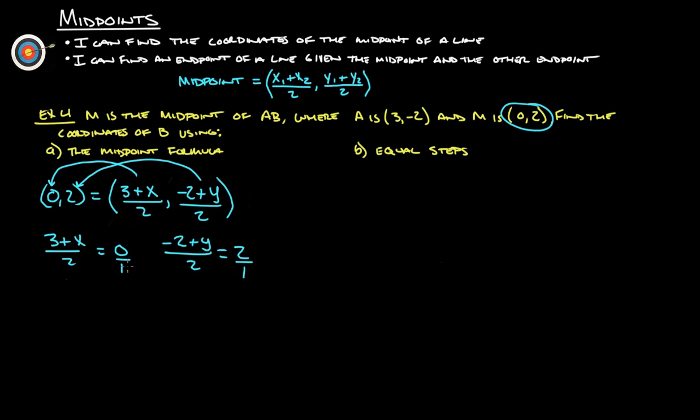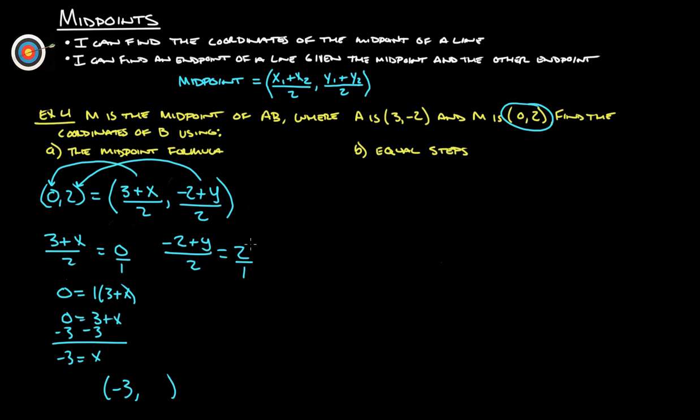I'm going to put both of these over 1, so then I can just do cross products, make my life easy. 2 times 0 is 0, and then 3 plus x all times 1, so 1 times 3 plus x, which we of course know is just 3 plus x. So we subtract 3 from both sides, and we get that the x coordinate of B is negative 3. Now we've got to find the y coordinate.